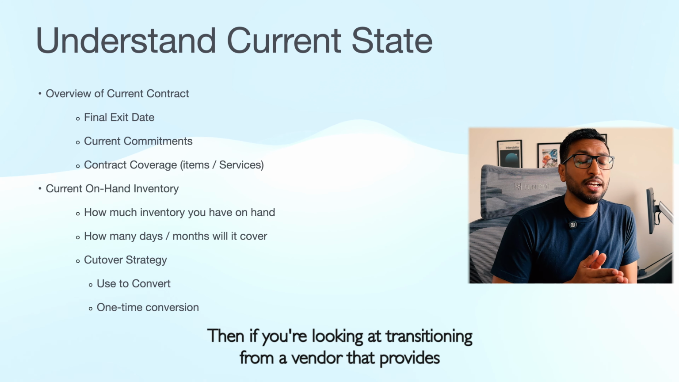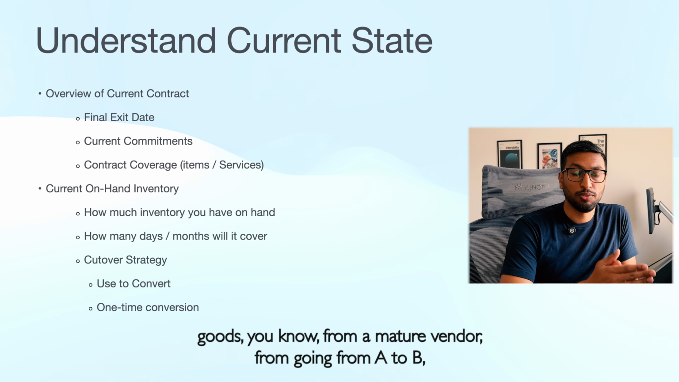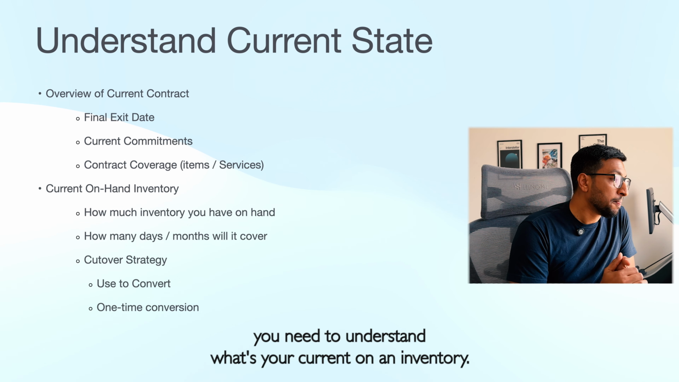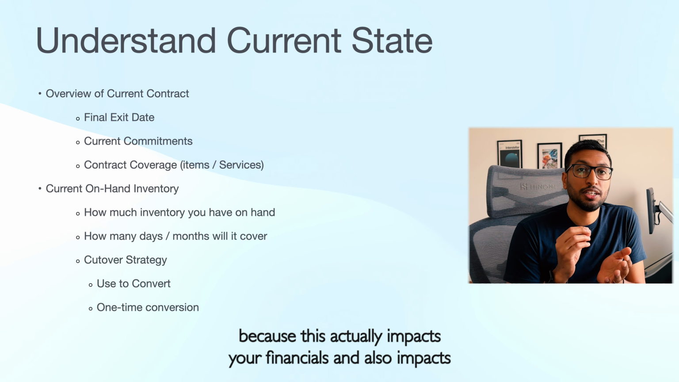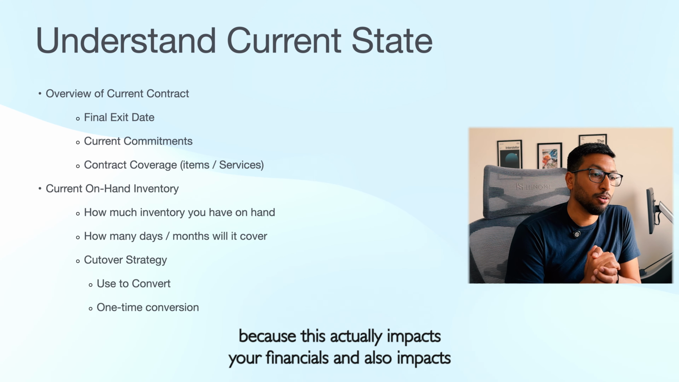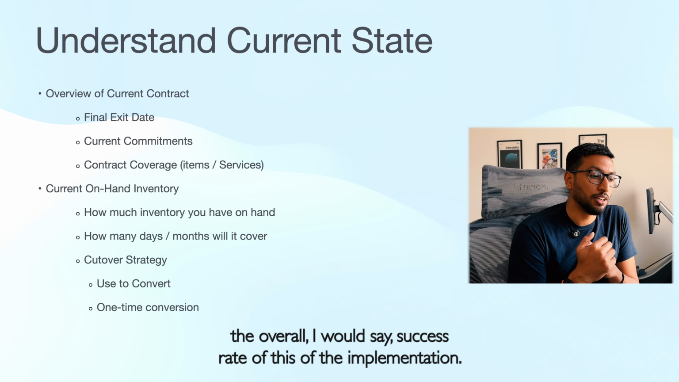Then if you're looking at transitioning from a vendor that provides goods, a raw material vendor, going from A to B, you need to understand your current on-hand inventory. This is really important because it impacts your financials and also the overall success rate of the implementation.